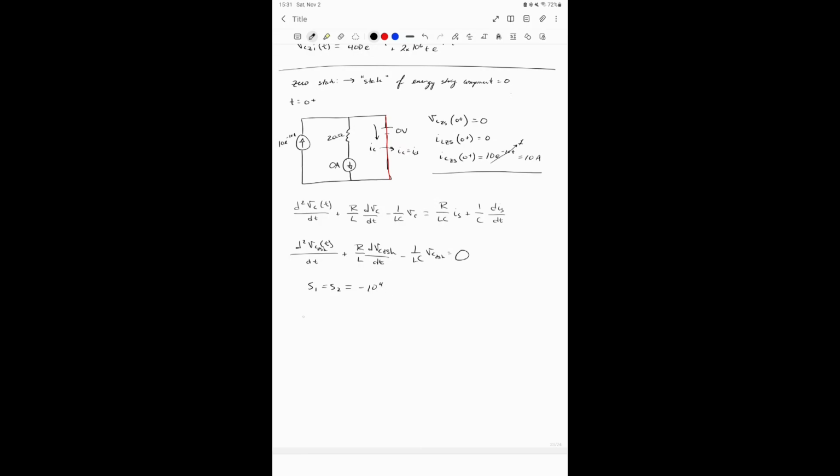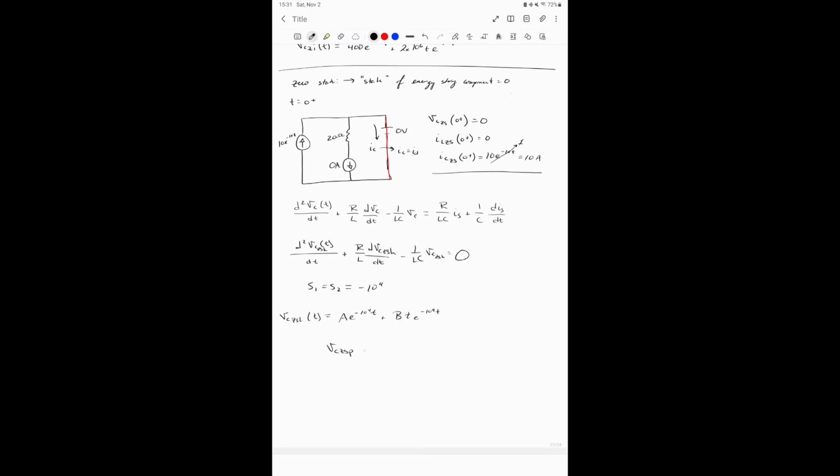Okay, so our general solution is going to be the same. We're going to have VC of 0 state homogeneous of t is equal to Ae to the negative 10 to the 4th t plus Bte to the negative 10 to the 4th t. Okay, so that one was nice and easy. Now we're going to do the particular.